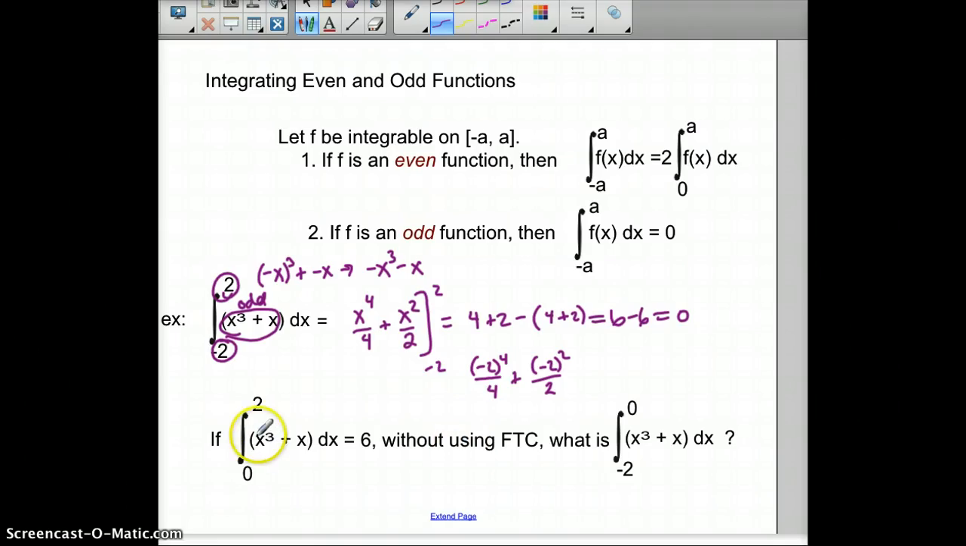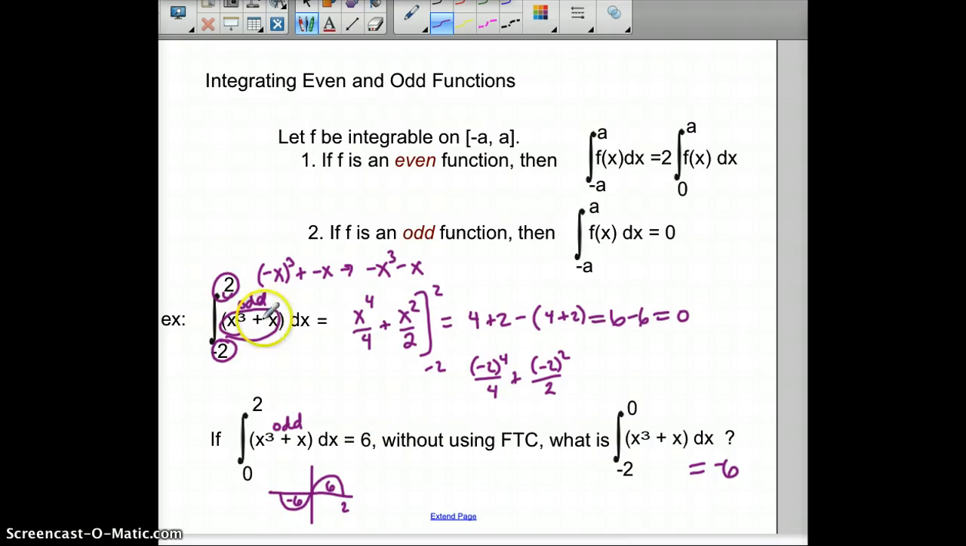So thinking about what kind of function this is, we could test it again, but we know this is an odd function. So if you know it's an odd function, whatever you have between 0 and 2, that's going to be 6. So I put it above the x-axis because it's positive. Then the integral on the other side, the exact same distance, must equal the opposite area. So then that must be negative 6.